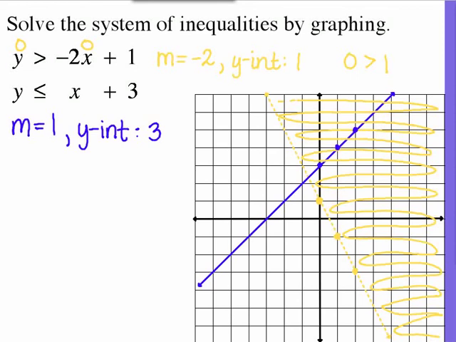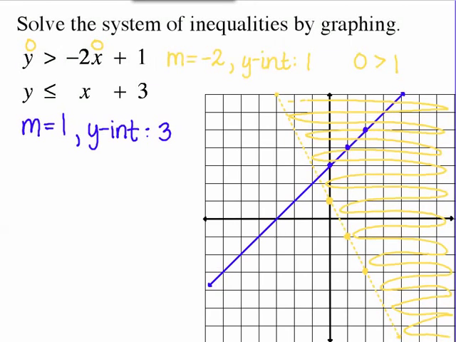A good rule of thumb in this case is to pick the point (0, 0) again. If I plug in 0 and 0, I get 0 is less than or equal to what number? 3. Is 0 less than 3? Yes. So I'm looking at this blue line. Which side am I going to shade? The right side, the bottom right side, because that's where (0, 0) is.